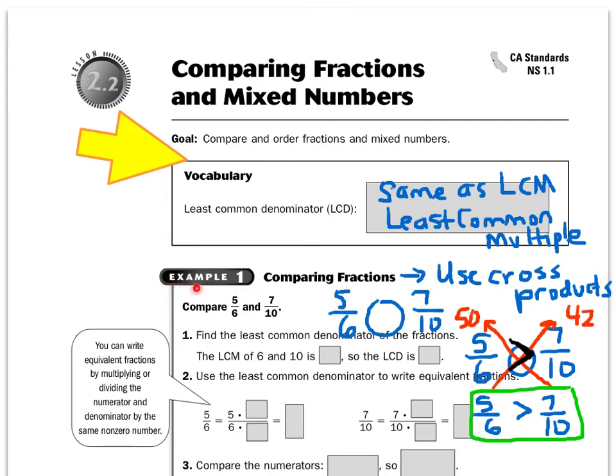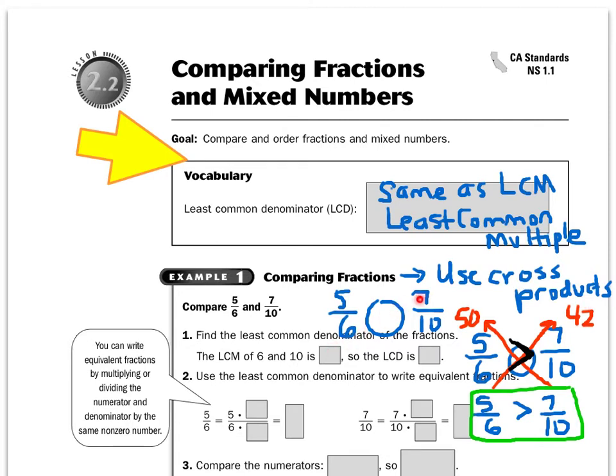Take a look at example 1, comparing fractions. Now, if I ask you to compare 5 over 6 and 7 over 10, I want to show you a really fast way to do that. Just write the 5 over 6 and then make an open circle and then the 7 over 10. And what we're going to do is use the cross products to compare.